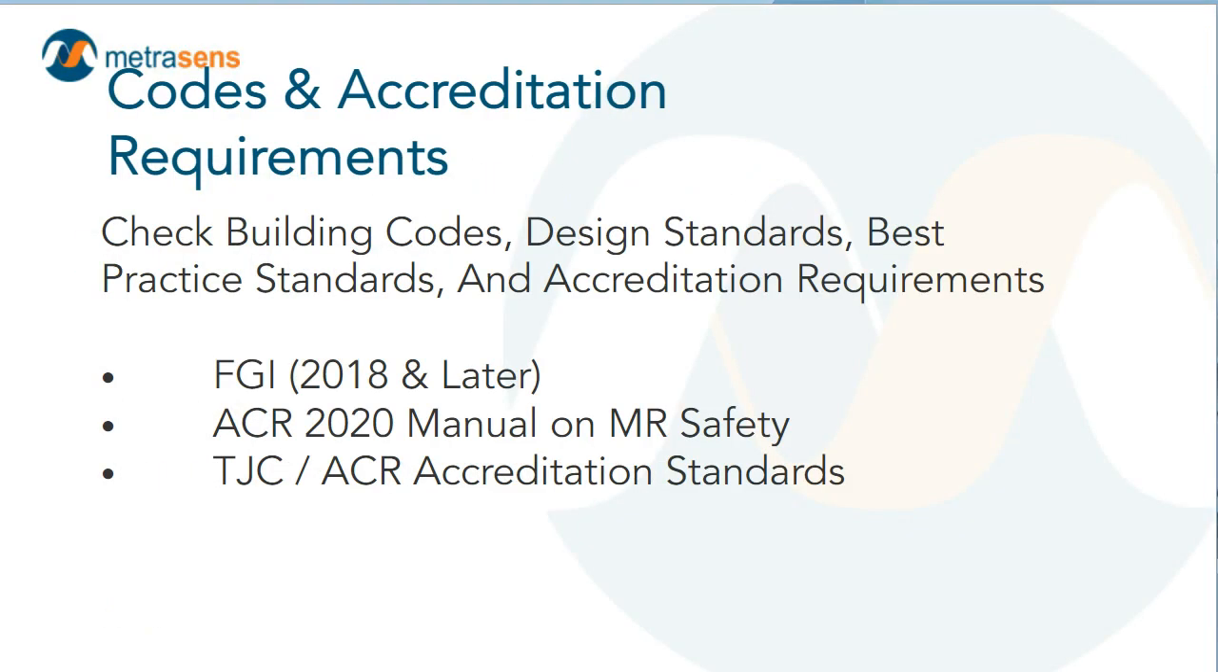Codes and accreditation requirements. This is going to be super quick because your mileage may vary. You may be subject to different codes and standards than the ones that I'm going to describe here. I am going to suggest that every MRI suite should be designed based on FGI 2018 or later. That includes the acuity classification codes. I'm going to suggest that every MRI suite should be designed based on the facility performance criteria in the ACR 2020 manual on MRI safety.